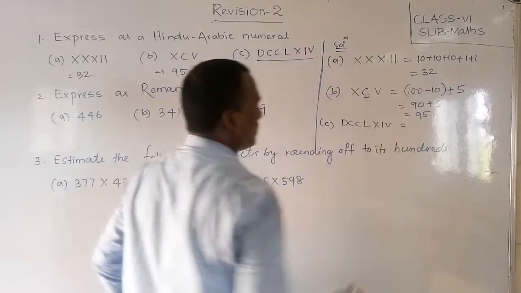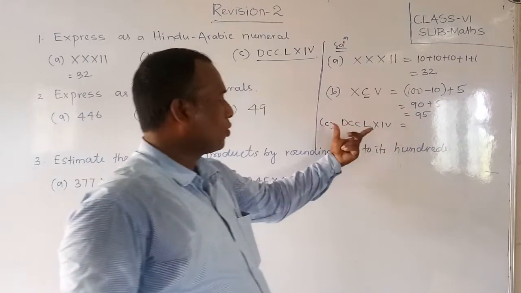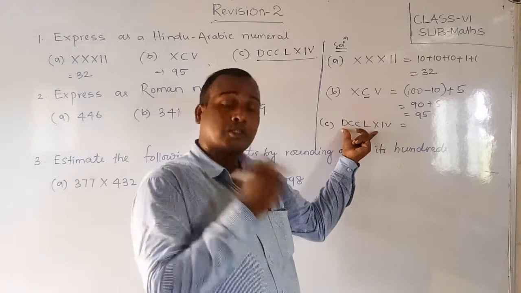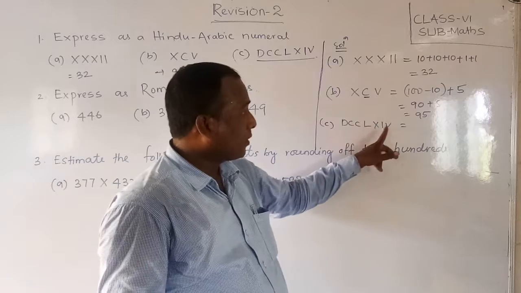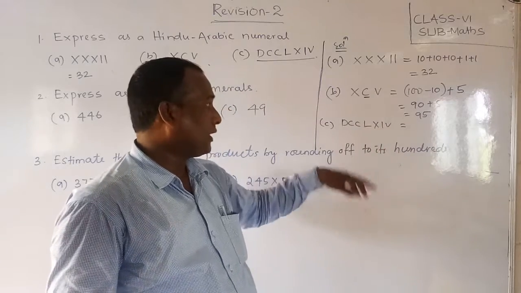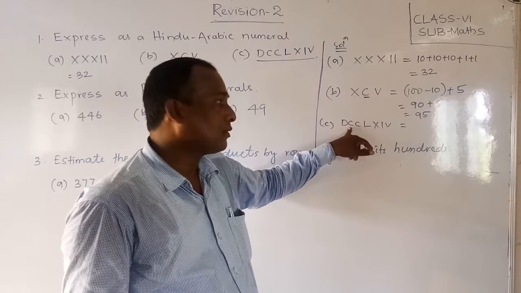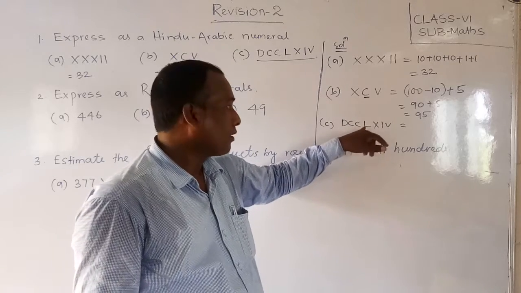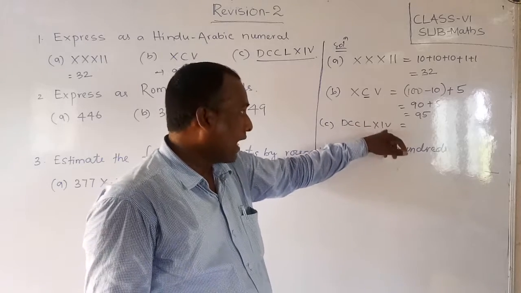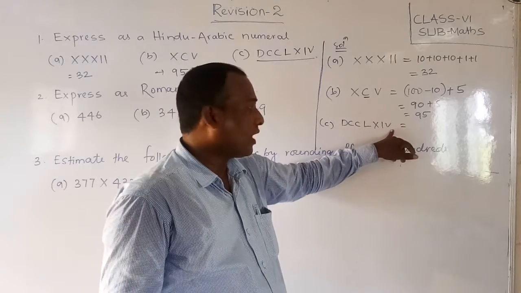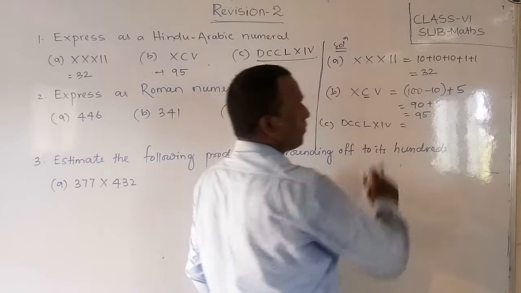DCCLXIV. Students, it is a very big number, as you will observe. So carefully, you should not leave it. You should observe how we should solve. Among all these, you should already know the numbers' values. First you see D value 500, C value 100, C value 100, L value 50, X value 10, I value 1, V value 5. So among these, you first have to choose which one is the biggest number.